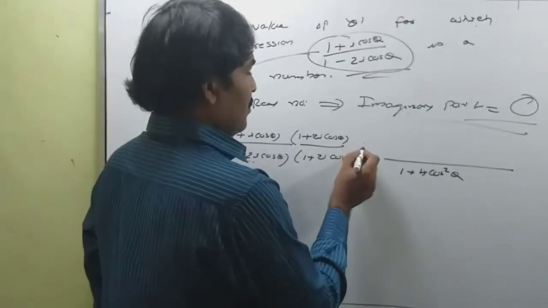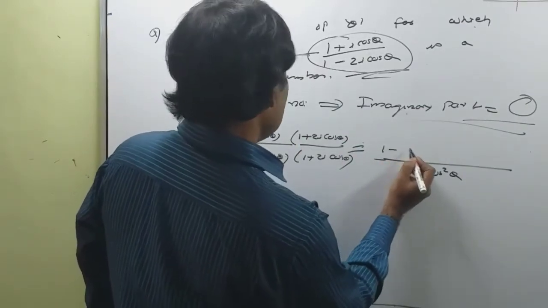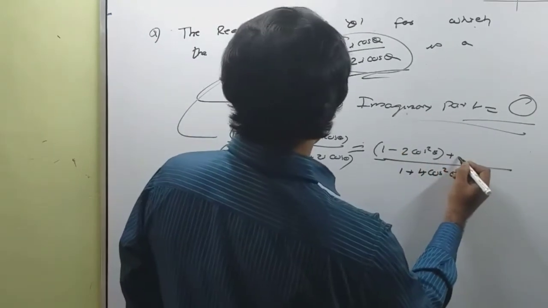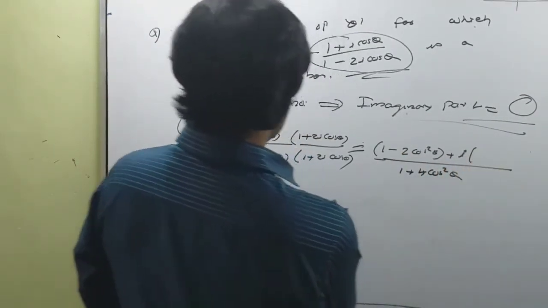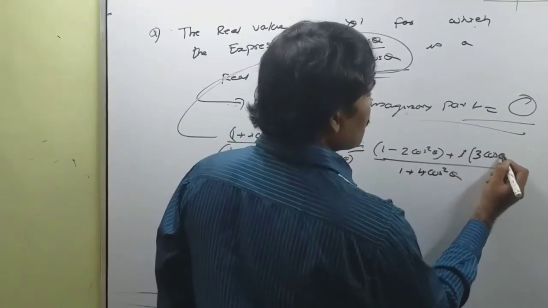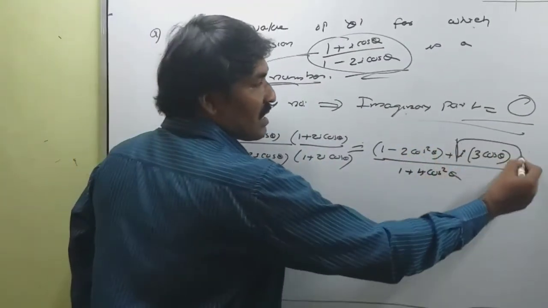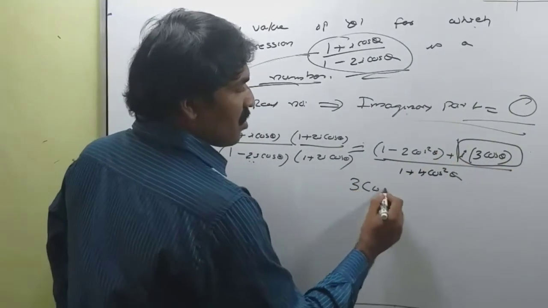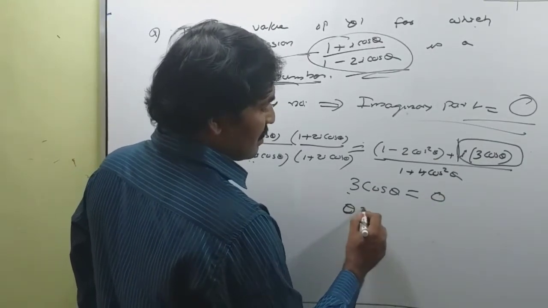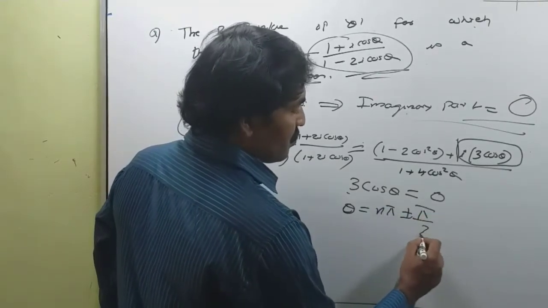Then we want the real part of this expression. It becomes 1 minus 2 cos square theta plus i into 2 cos theta plus cos theta, that is 3 cos theta. Now this is a purely real number. So this imaginary portion is equal to 0. That means 3 cos theta is equal to 0. Or theta is equal to n pi plus or minus pi by 2.